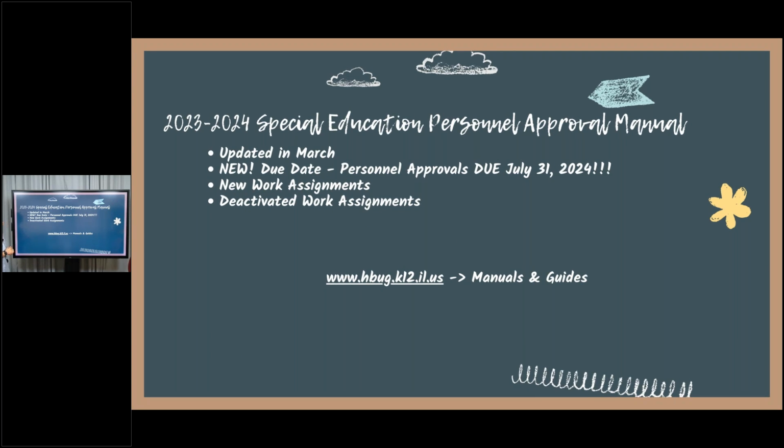So first of all, we did have some changes to the personnel approval manual this year. This was updated in March. The first thing that is new is that our due date this year is July 31st. That used to be due on June 30th. So now you have an extra month to work on personnel approvals. July 31st is our due date this year.